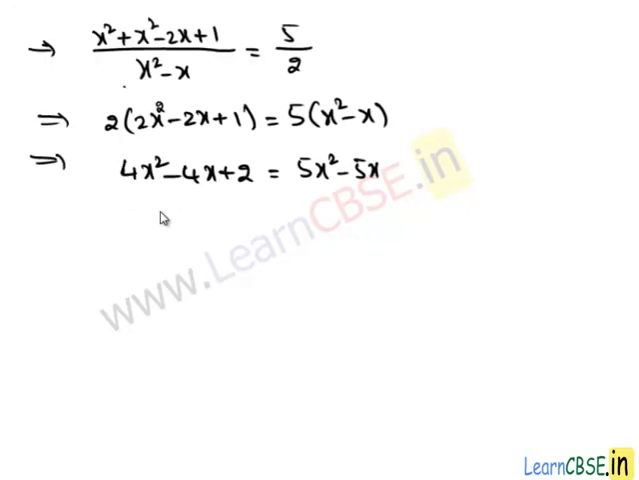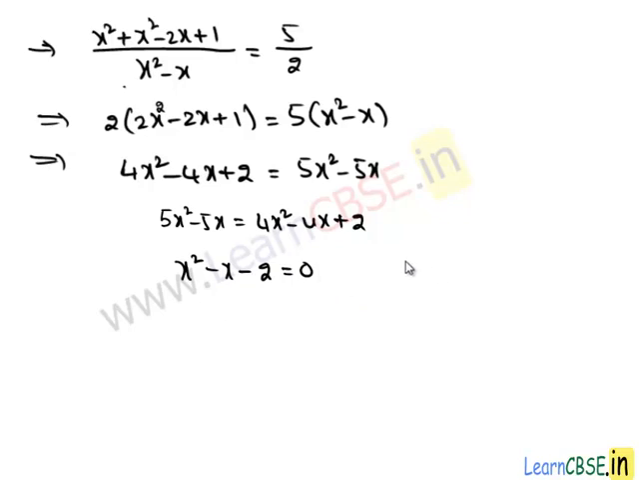Now rearrange RHS and LHS. We have 5x square minus 5x, and on RHS we have 4x square minus 4x plus 2. Let us transpose 4x square to LHS. Then we have 5x square minus 4x square is x square. Similarly, negative 4x when transposed to RHS becomes plus 4x, and negative 5x plus 4x is negative x, and here plus 2 on transposing to LHS becomes -2, which is equal to 0.